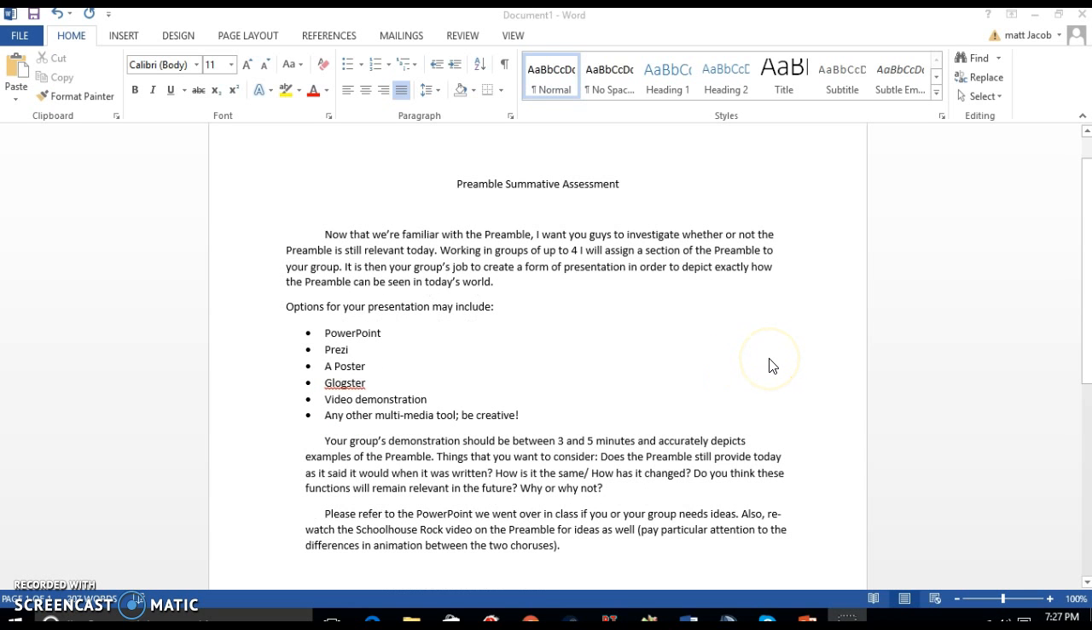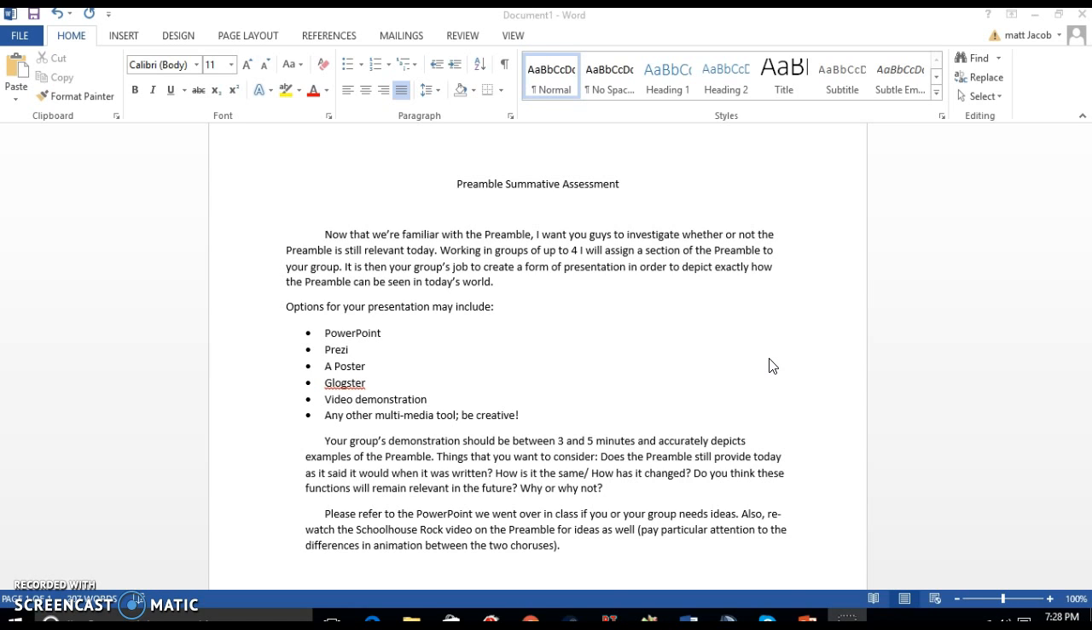Now, your group's demonstration should be between 3 and 5 minutes and accurately depict examples of the preamble. Now, things you might want to consider: does the preamble still provide today as it would when it was written? How is it the same, or how has it changed? Do you think these functions will remain relevant in the future? Why or why not?